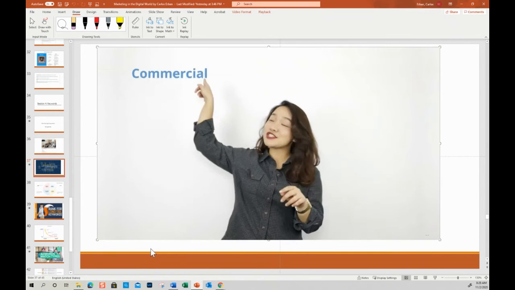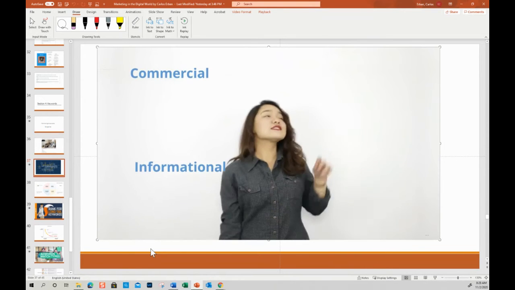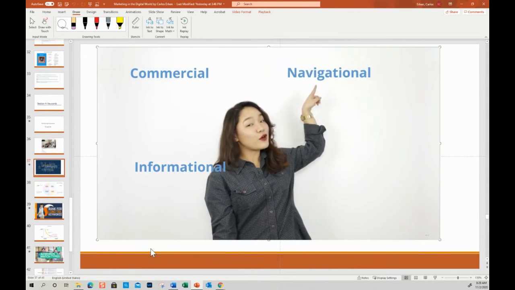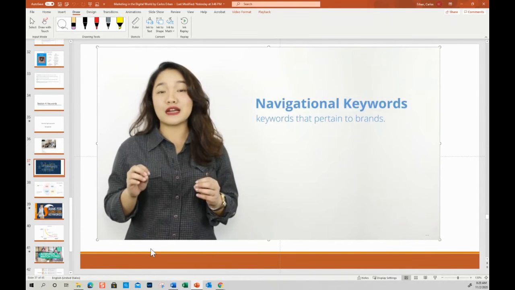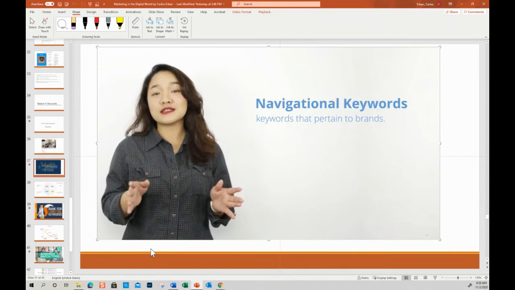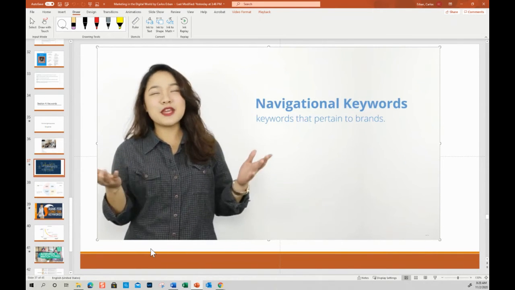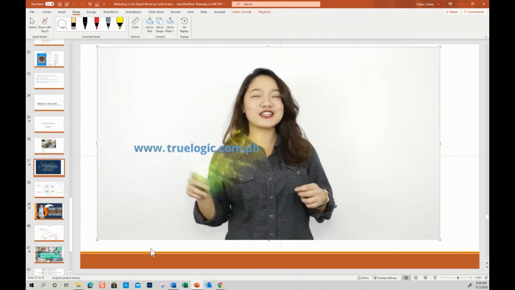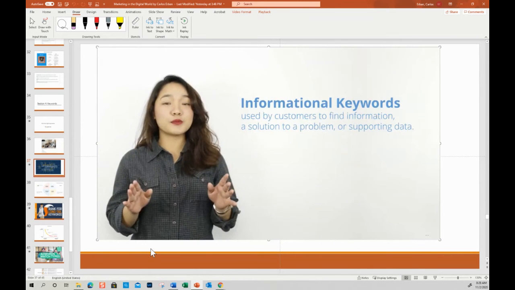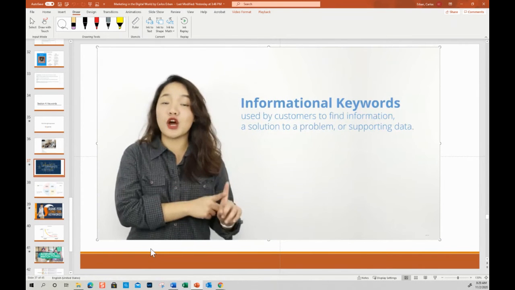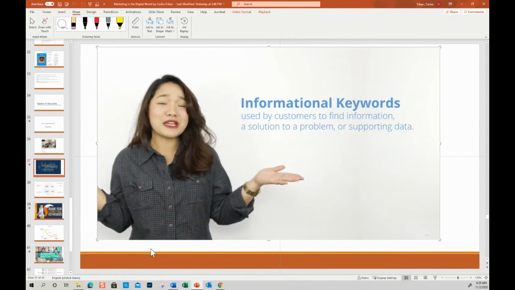Four different types. First is the commercial. Second is the informational. Third is the navigational. And fourth, transactional. Navigational keywords usually pertain to brands. Customers use this when they are looking for a specific company like TrueLogic, or maybe a website like www.truelogic.com.ph. Informational keywords basically help you when you're looking for a solution to your problem, to a supporting data, or basically just to look for information.